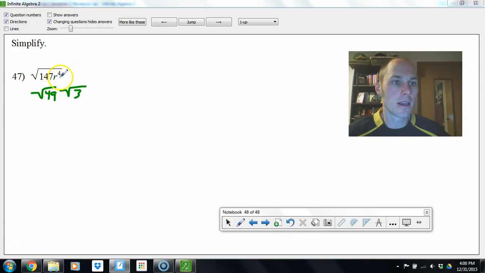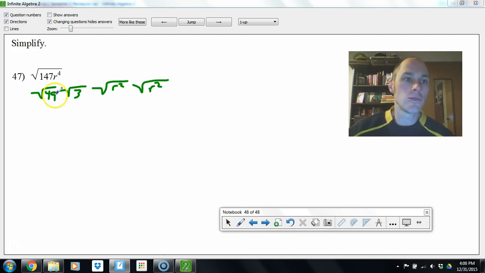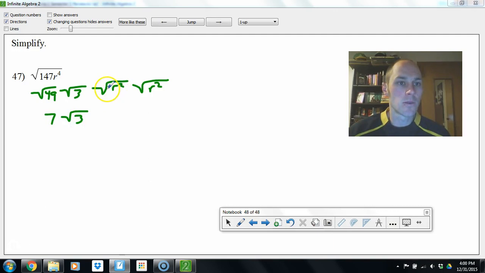And then I can break variables into groups of squares. So I've got an r squared and an r squared. And then we just simplify as much as we can. So we've broken this apart. Square root of 49 is a perfect square, which is 7. Square root of 3 I can't break down any further. Square root of r squared, well, the radical and the square cancel each other out. And same here, times r again.